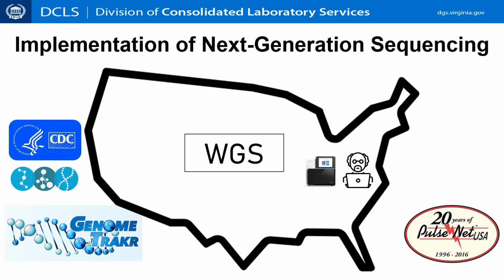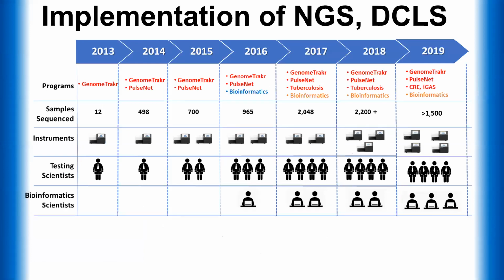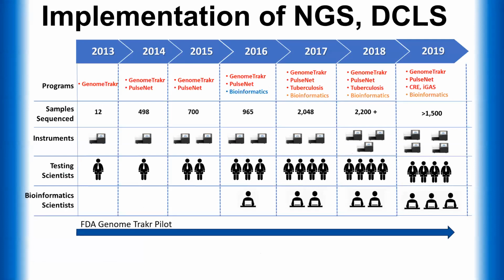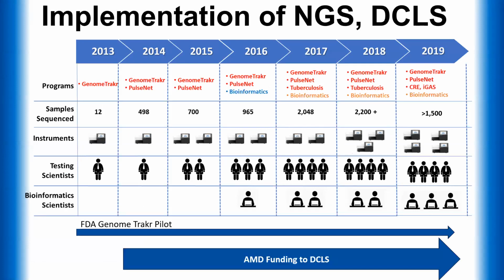The implementation of NGS at DCLS really mirrors that same trend, where in 2013, things started through the FDA's GenomeTrakr lab. In 2013, we had our first MiSeq instrument, and we sequenced 12 isolates that year, and we had a single dedicated ORISE fellow that was charged with leading that front. Over the years, we started to utilize more of the AMD funding, also through the ELC grant and PulseNet programs, and we started to bring on more organisms and more sequencing capabilities.